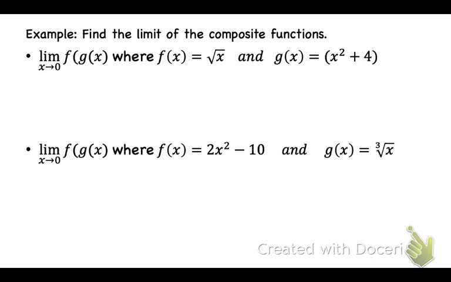Okay, it says find the limit of the composite function. So we have the limit of f of g of x. So we need to do the limit as x approaches 0 of x squared plus 4, because that's g of x. Yes? Okay, and what do you get?